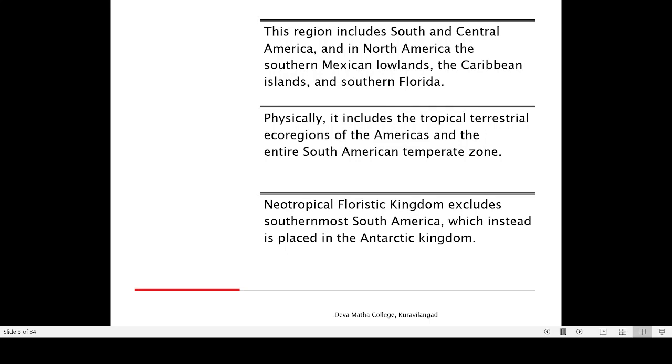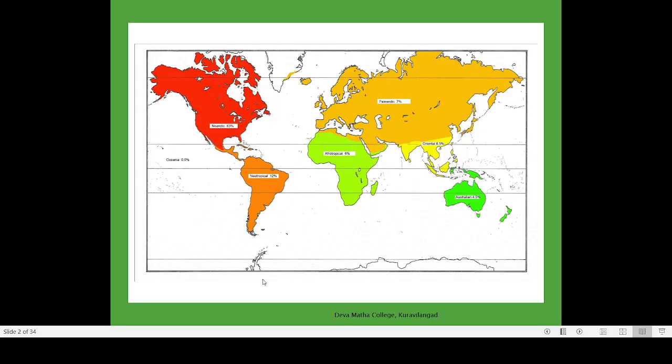Now, what are the physical features that we have to study? Before that, physically it includes the tropical terrestrial ecoregions of America and entire South American temperate zone. We have to understand what is the meaning of that sentence. Physically, it includes entire tropical and terrestrial ecoregions. So here you can see that this is the equator. This middle line is known as equator.